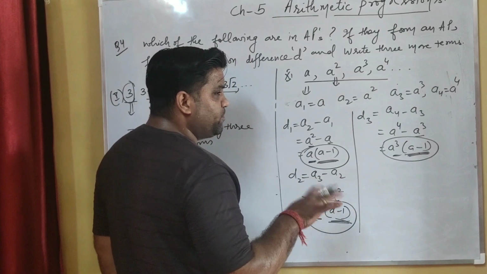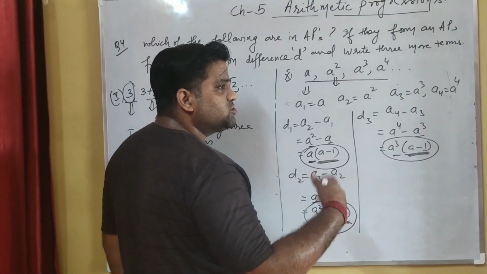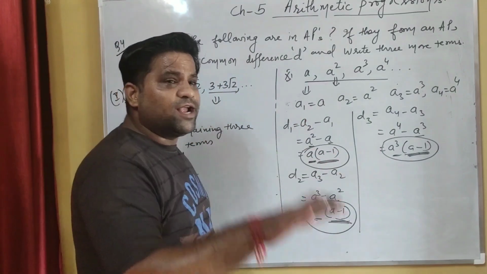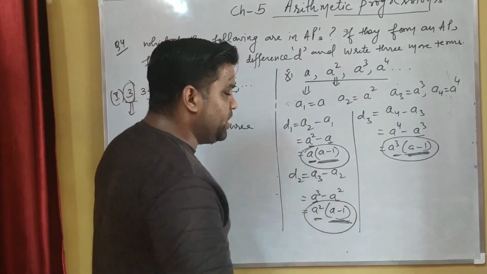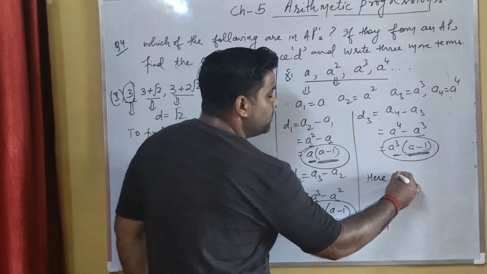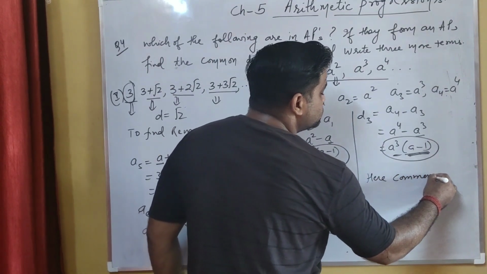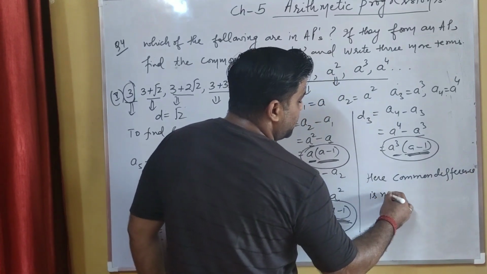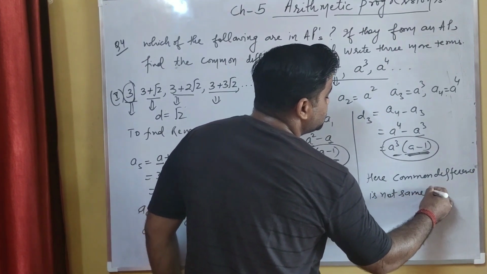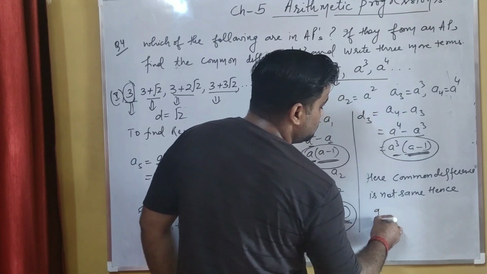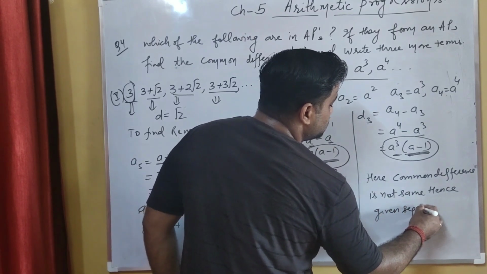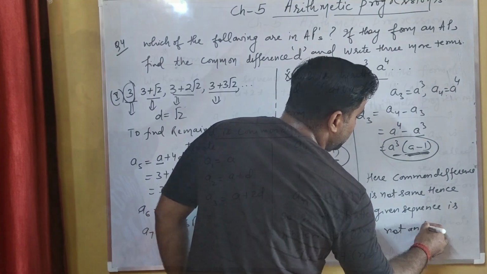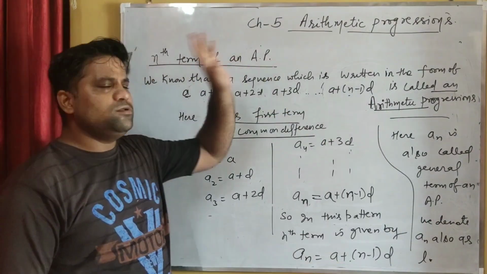So what does it mean? It means that our common difference is not the same. So when the common difference between the terms is not the same, that sequence is not an AP. Hence, the given sequence is not an AP.